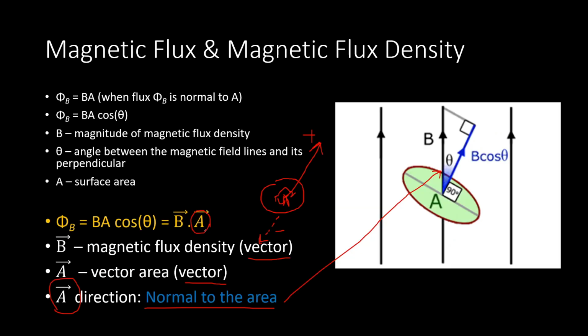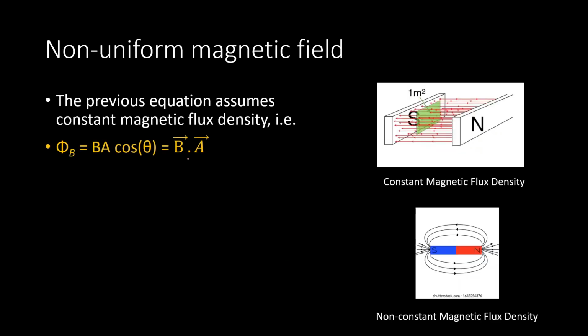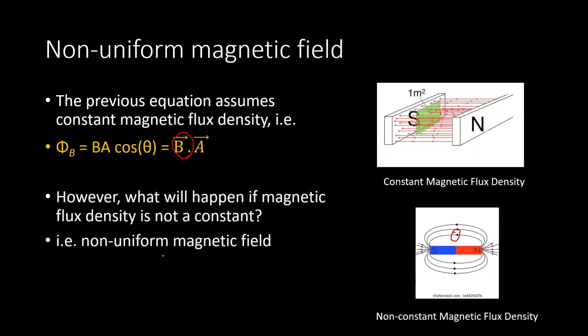Okay, in the previous case, we are all speaking about a constant magnetic field, which means the B is a constant. The magnetic flux density is a constant, for example, in between parallel magnets. But what will be the case if the magnetic flux density is no longer a constant? For example, we want to find out something here. Then we can use a similar concept as before with integration.